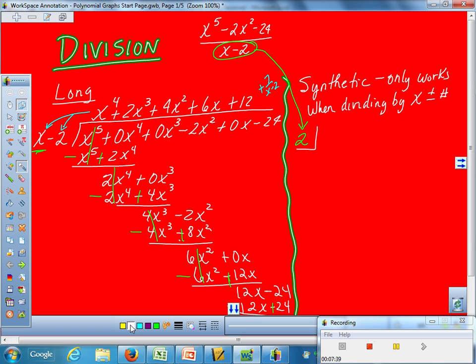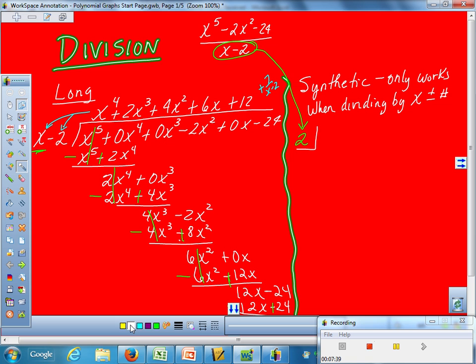Now, out to the side of the box, you're going to write down all the coefficients off the variables. But you have to remember to leave zeros for the missing variables. So it's like if we took what was inside this long division problem, we had a 1, 0, 0, negative 2, 0, negative 24. That's what you're doing here.